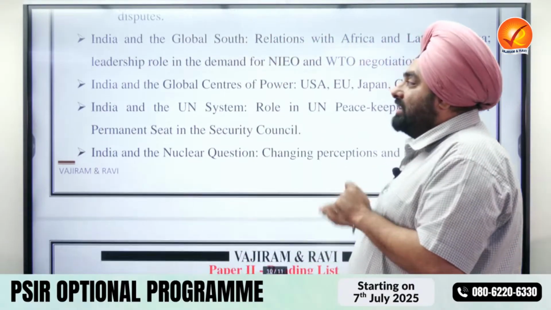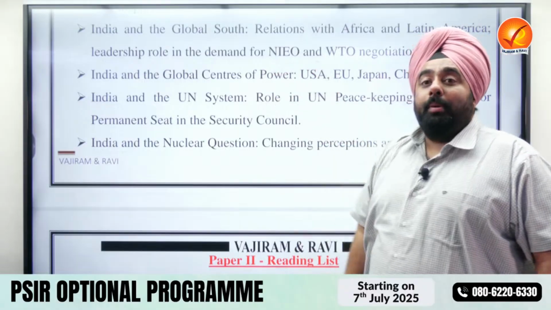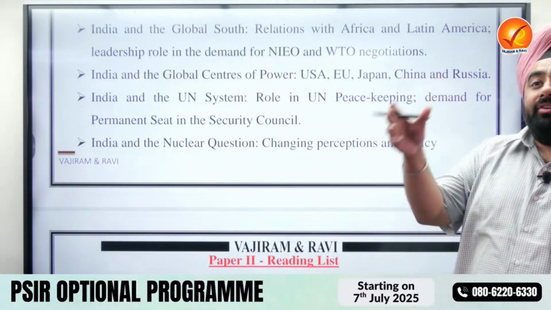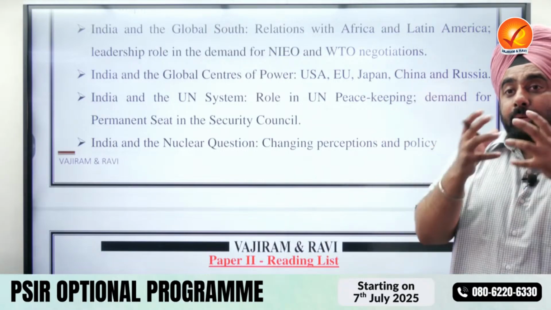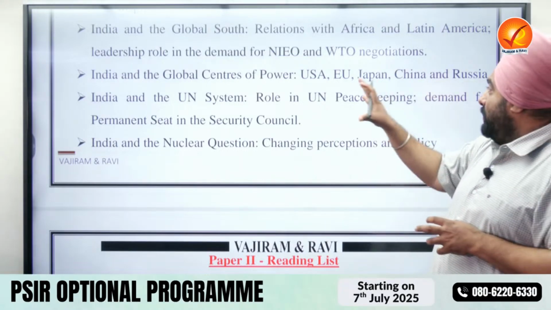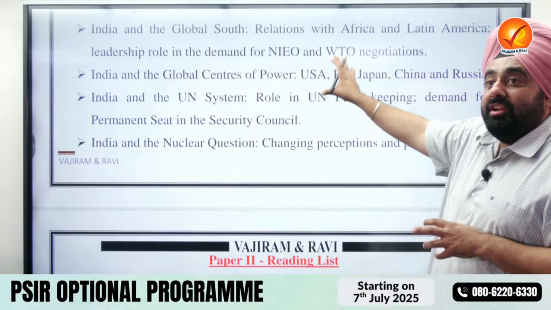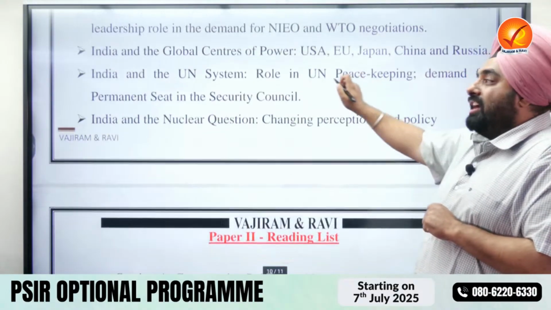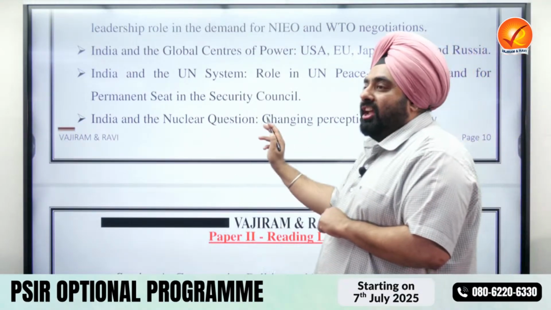That's what we discuss. Then the next chapter is India and the global centers of power. What are the global power centers? US, Japan, Russia, China, West Asia. These are global power centers. So our relationship with these countries also we discuss. Even the European Union is a global power center. Then students, India's role in the UN, I told you this is also in the syllabus. And also India and the nuclear question.